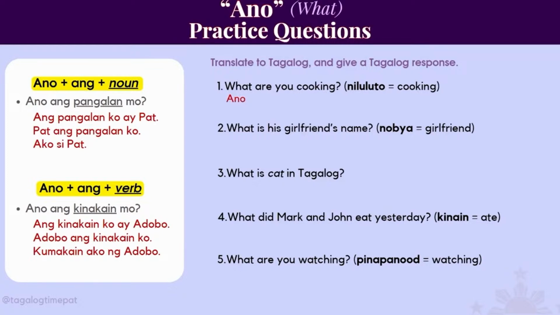So let's do number 1 together. What are you cooking? Ano ang, and then the verb, right? So we're just following this sentence structure. Number 2, ano ang niluluto mo? What are you cooking? And then a response could be, nagluluto ako ng pansit. So this kind of brings in all of the different conjugations that we had learned in the previous lessons.